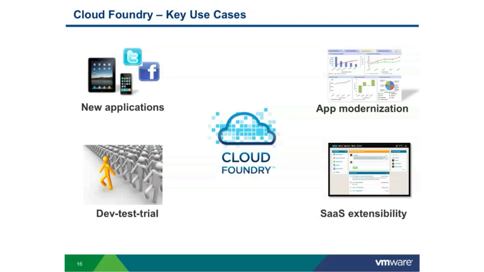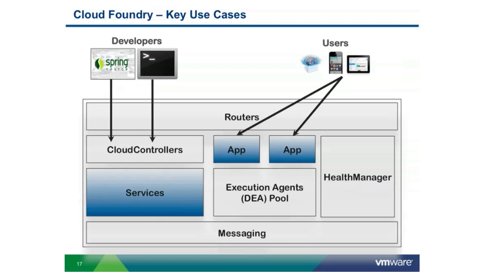So I think this is the last slide before we move to the demo. What are the popular use cases we see out there? Think about your recent web application. We see people building mobile and social applications on Cloud Foundry. We see a lot of dev test trial. What this icon is trying to show is that since it's so easy to push your app, update your app, push another app, you don't need to wait for infrastructure. You can scale up and down, have a lot of dev test trial and come up with the right solutions quickly. Modernization of existing applications and extension of existing SaaS applications are also major use cases we see.